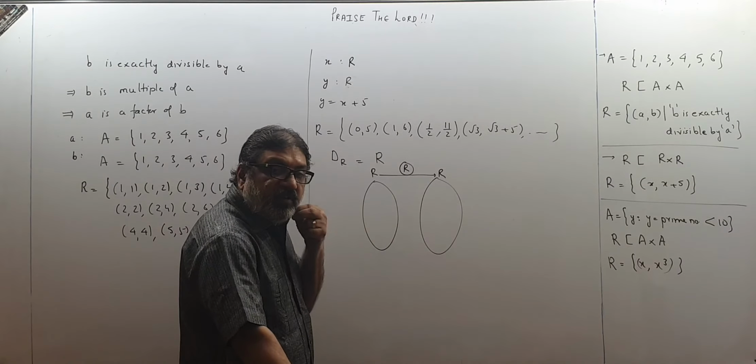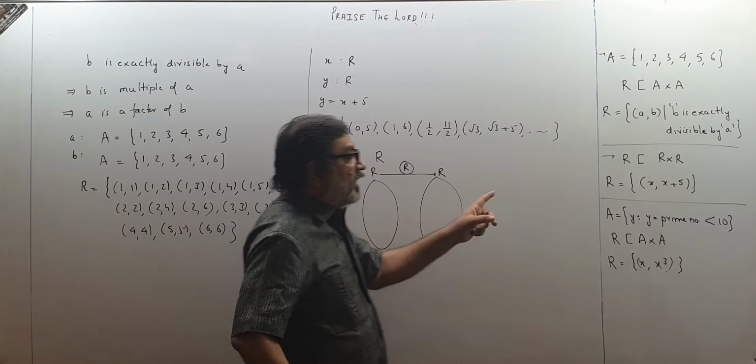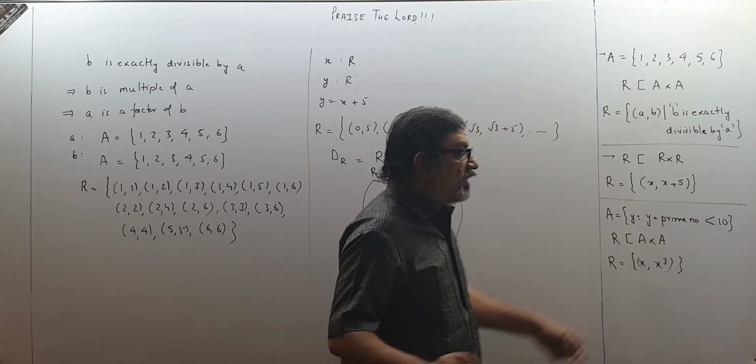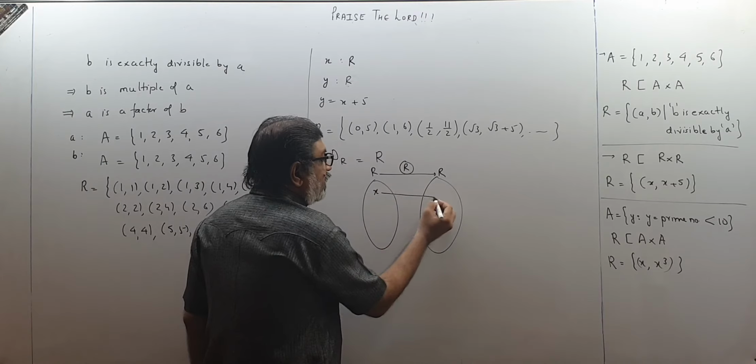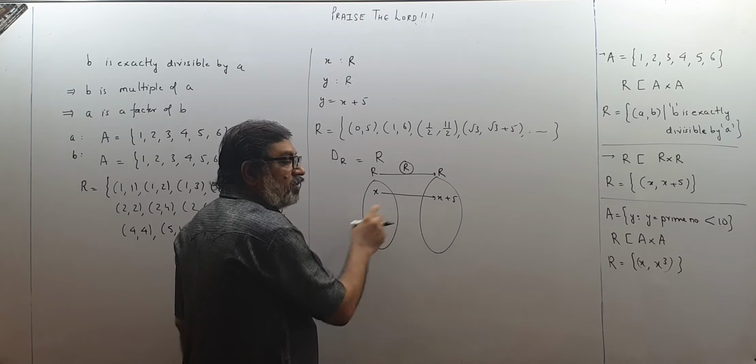If you feel any element is left out, then subtract 5 from there and put it over here. Because when I reach over here, x becomes x plus 5. From here x becomes x plus 5. That means from x plus 5, if I want to go to x, I have to subtract 5.